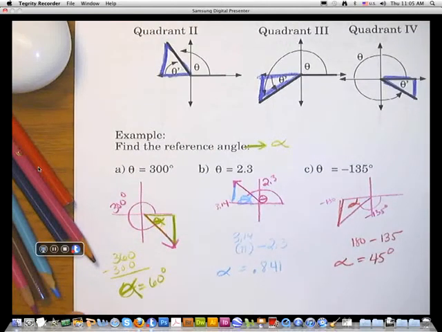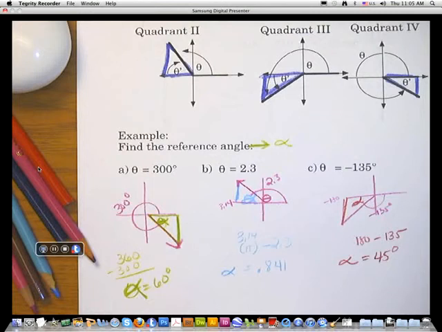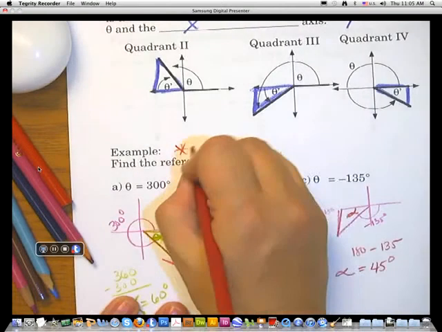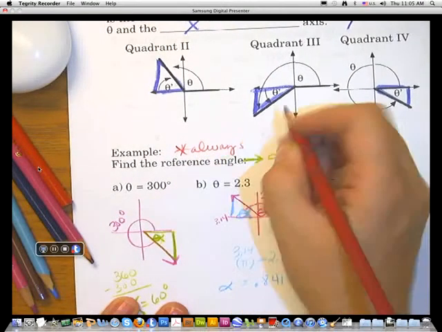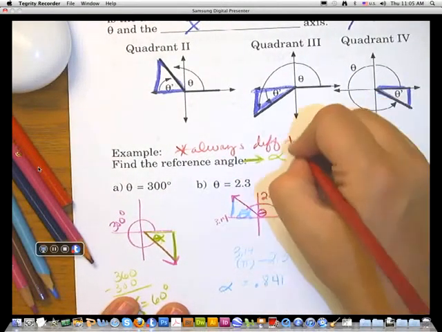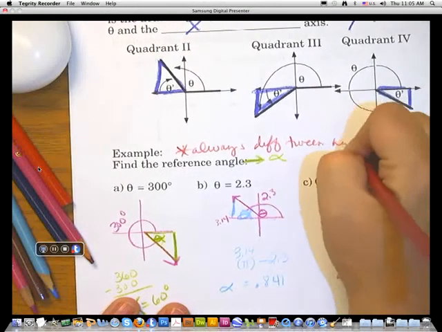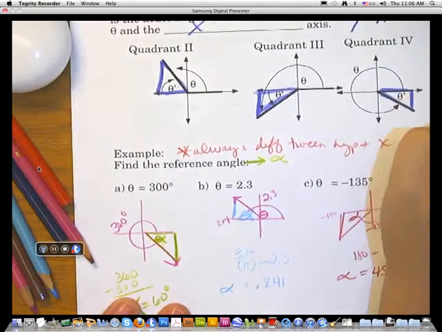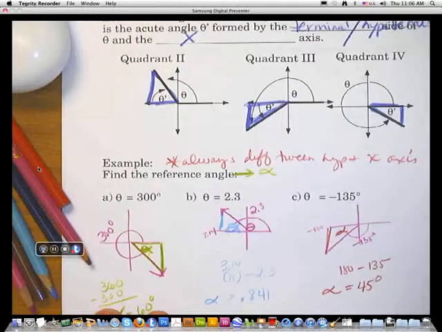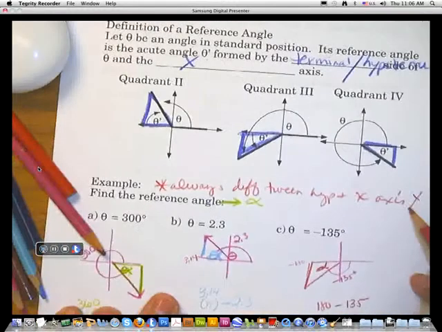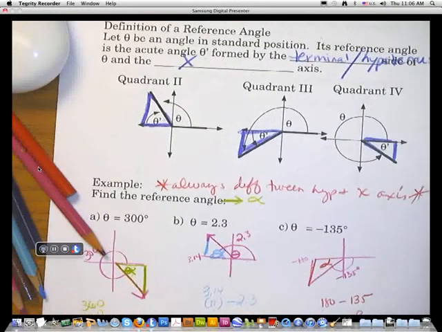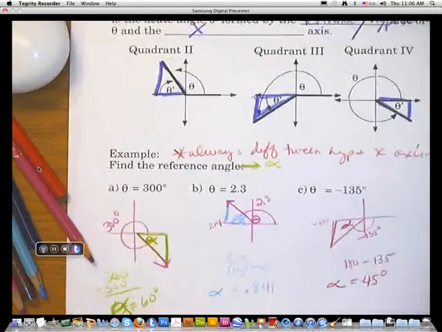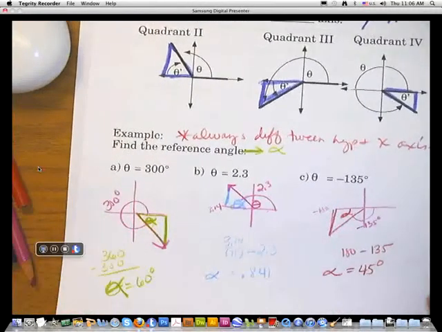Our reference angle is always the difference between the hypotenuse and the x-axis. I mean, that's what we wrote up here, but just to re-clarify that: the reference angle is always the difference between the hypotenuse and the x-axis.